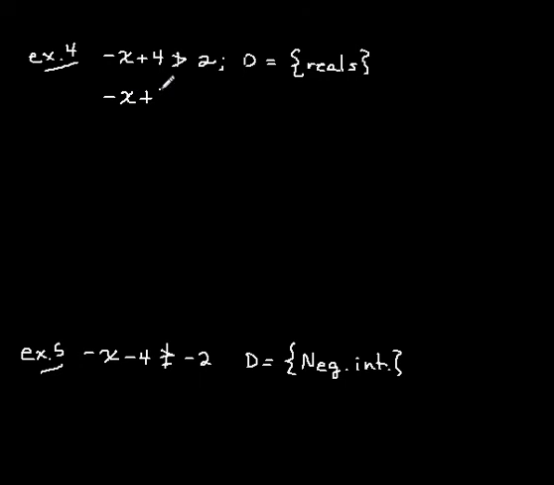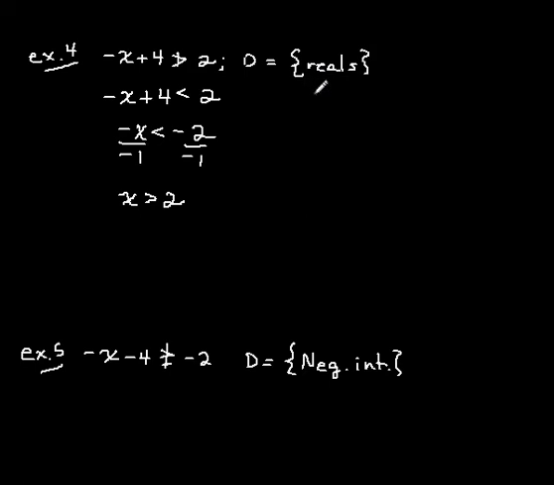This one is not -x greater than 2. First thing I'm going to do is I'm just going to switch my sign. It's not greater than, so it's less than 2. After you switch your sign, then you can solve it for x. You get -x is less than -2. Hopefully you remember that whenever you divide or multiply by a negative number, you have to switch your inequality sign. So it's going to end up being x is greater than 2.